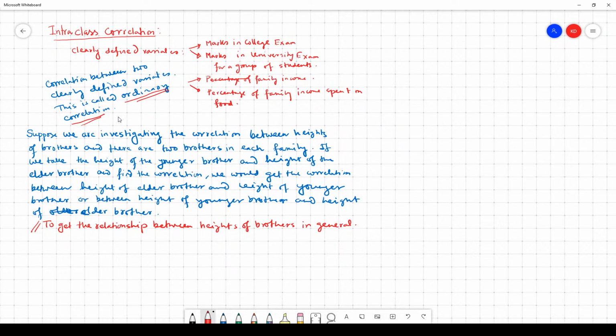This is called the intraclass correlation coefficient. So formally we define the intraclass correlation coefficient.